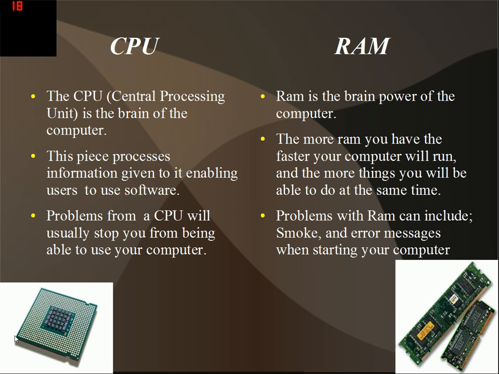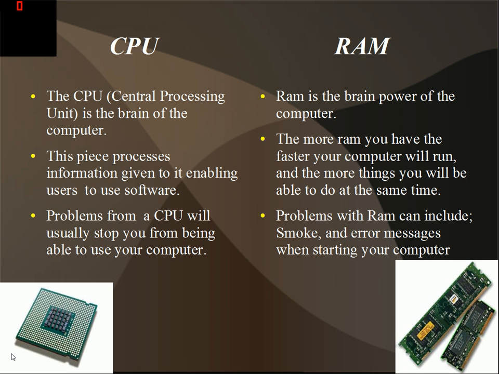This slide will cover CPU and RAM. The CPU, or Central Processing Unit, is the brain of the computer. This piece processes information given to it and enables users like yourself to use software. Problems from the CPU will usually stop your computer from working whatsoever. You won't even be able to pull it up if the CPU has a problem.